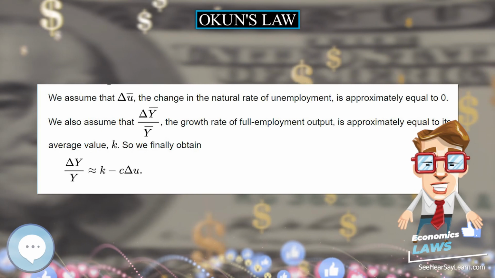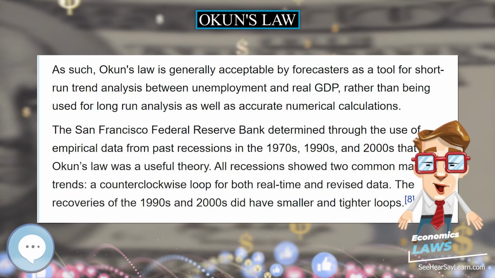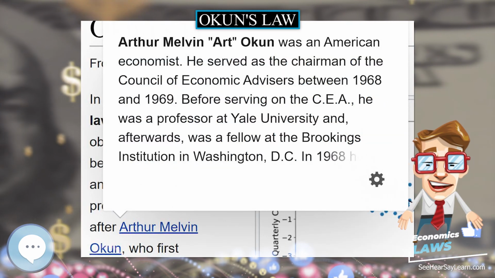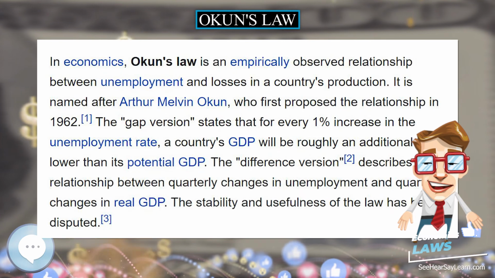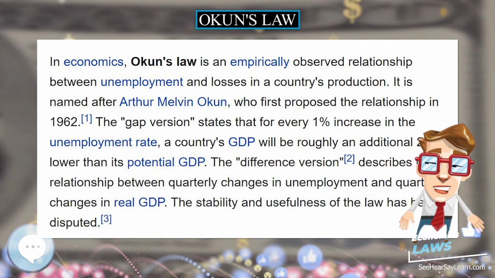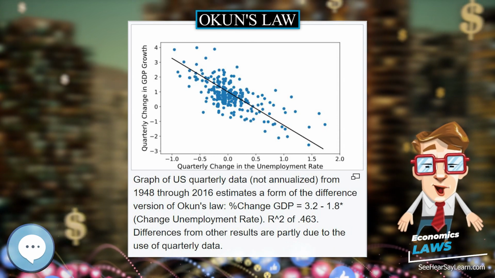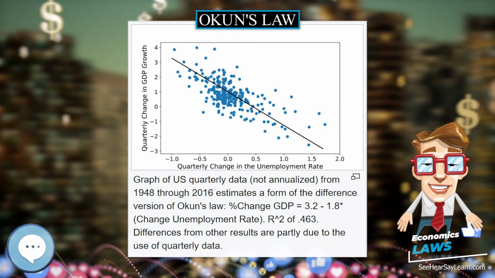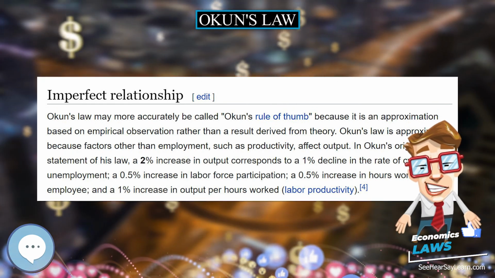The San Francisco Federal Reserve Bank determined through the use of empirical data from past recessions in the 1970s, 1990s, and 2000s that Okun's law was a useful theory. All recessions showed two common main trends: a counterclockwise loop for both real-time and revised data. The recoveries of the 1990s and 2000s did have smaller and tighter loops.